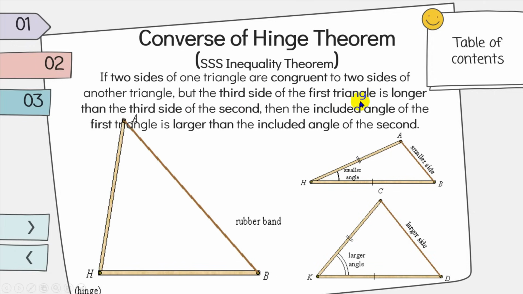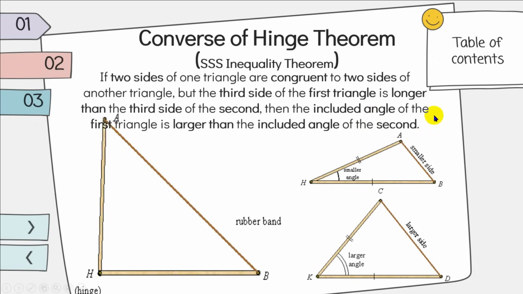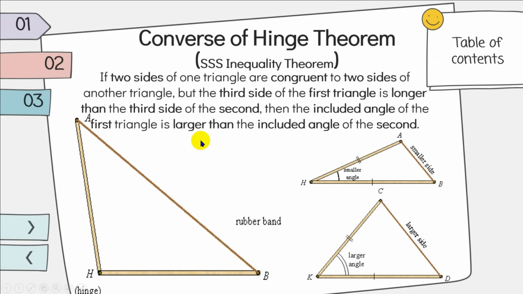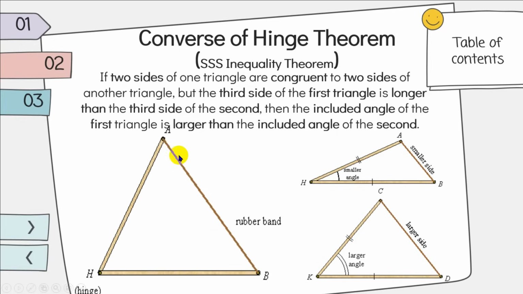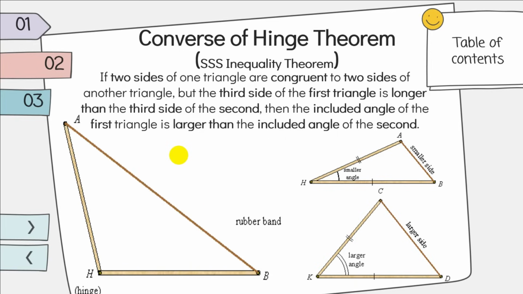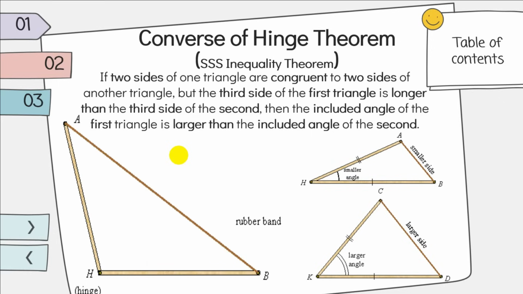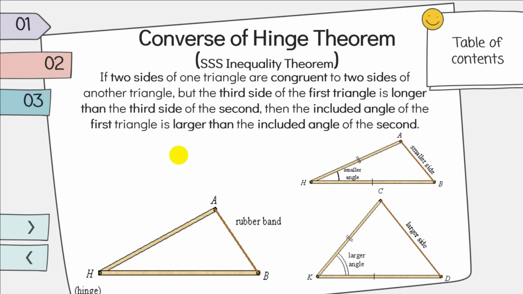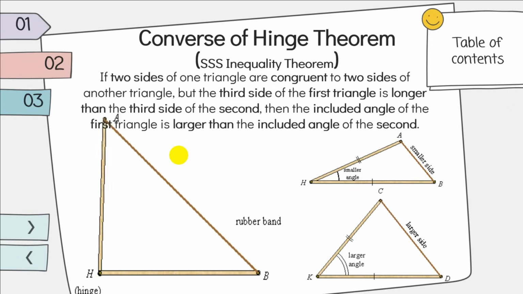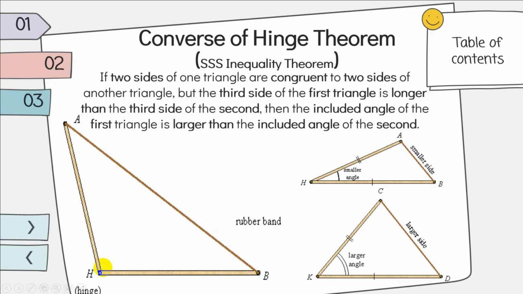But the third side of the first triangle is longer than the third side of the second, then the included angle of the first triangle is larger than the included angle of the second. So, given yung third side, mako-compare natin ngayon kung alin ang smaller angle or larger angle. So, pwede natin i-imply or gamitin yung sinasabi natin sa side angle inequality theorem na the longer the side, the larger the angle, the shorter the side, the smaller the angle. So, same din naman po yung ibig sabihin nito doon sa ating Hinge theorem.